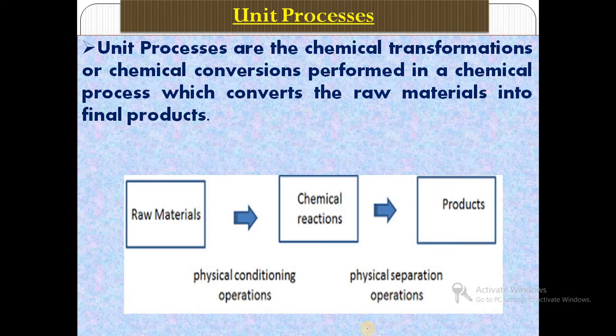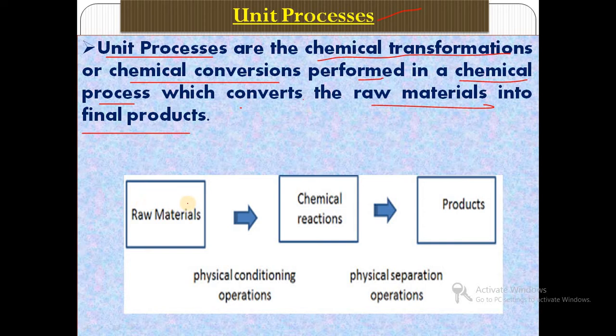Then next we will see what unit processes are. Unit processes are the chemical transformations or chemical conversions performed in a chemical process which convert the raw materials into final products. So this is the transformation in which raw materials are converted into final product.